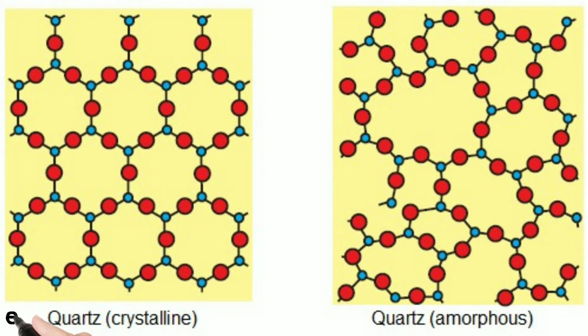This is a diagram taken from your NCERT textbook representing the crystalline and amorphous structures of quartz and quartz glass respectively.